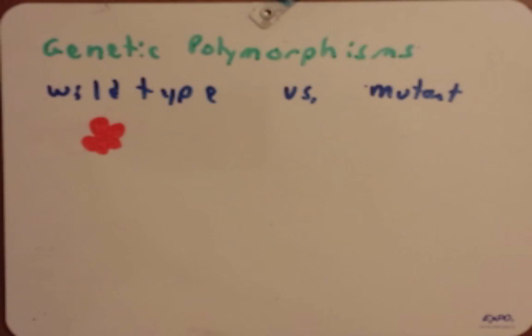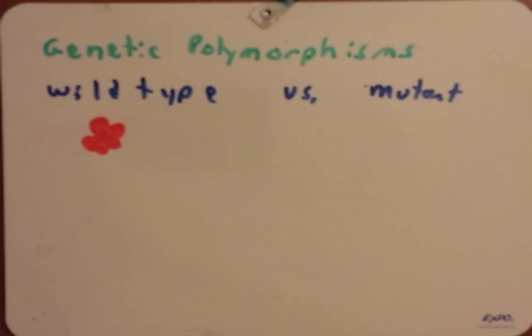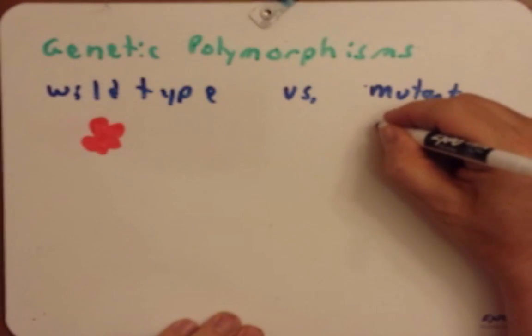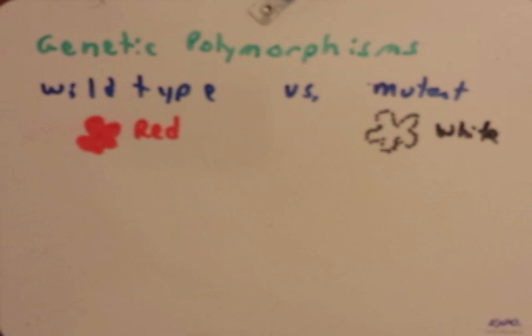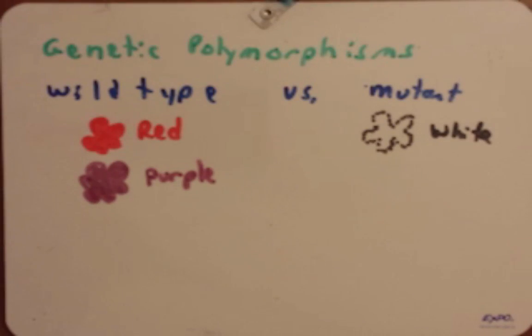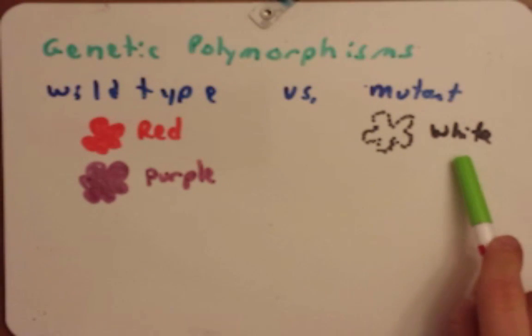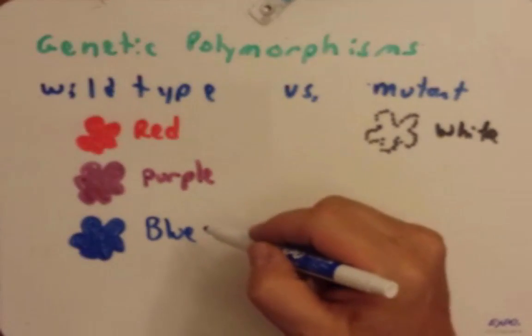Maybe it attracts pollinators better, maybe it avoids herbivores better. For whatever reason, strains that produce red flowers have an advantage over strains that produce white flowers. And I'm just outlining it in black here because I can't really draw a white flower on a white background. Let's say there's also a purple flower that also does quite well. In fact, there's no advantage to being red or purple. There's a disadvantage being white, but there's no advantage here. And there might even be a third one. Maybe there's a blue one. And again, no advantage between being red, purple, or blue.